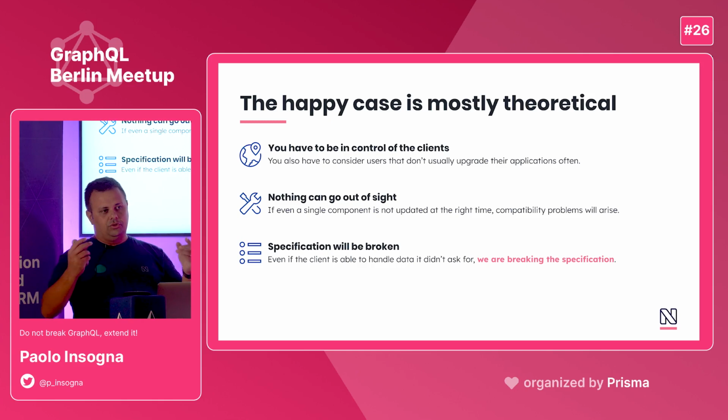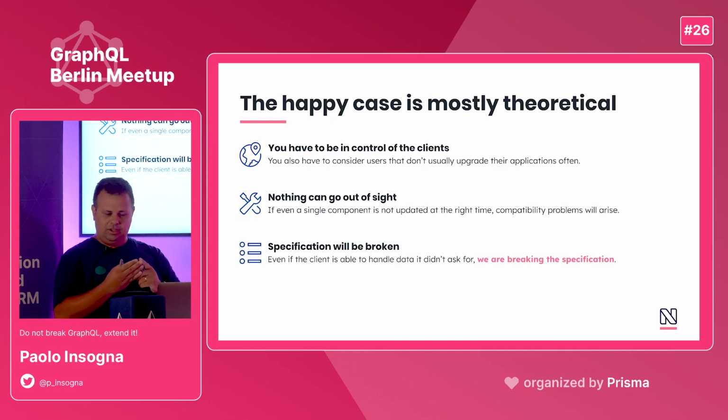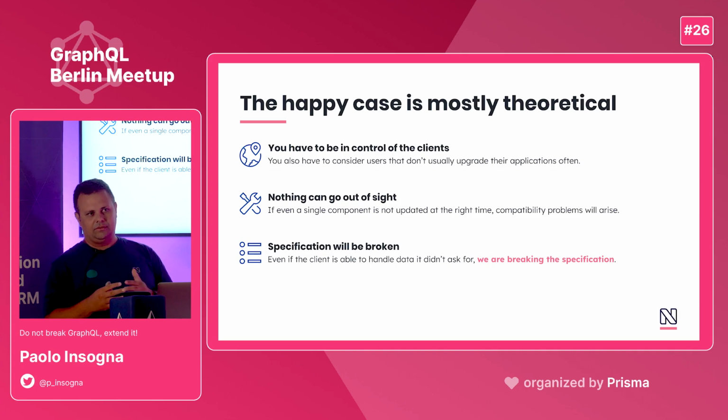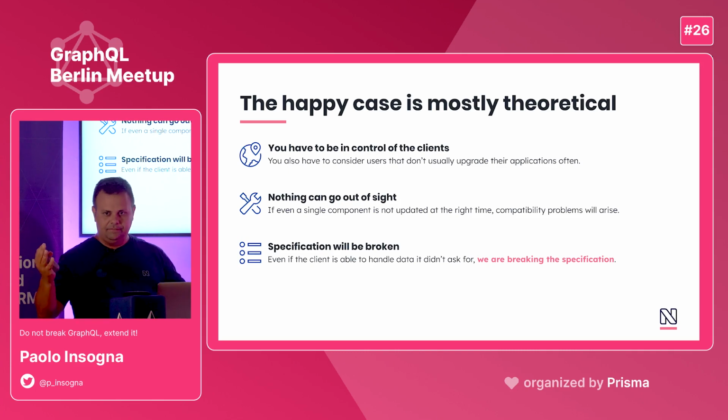If you think about this, of course, you can immediately realize that nothing can go out of sync, because if one component, even in the best case possible, is not updated at the right time, compatibility problems will arise. Now, we all know that on the client side, people are very spoiled about having a response time around 100 milliseconds. So if we get to 500 milliseconds, they get very angry. Think what happens if we actually get an error at all.